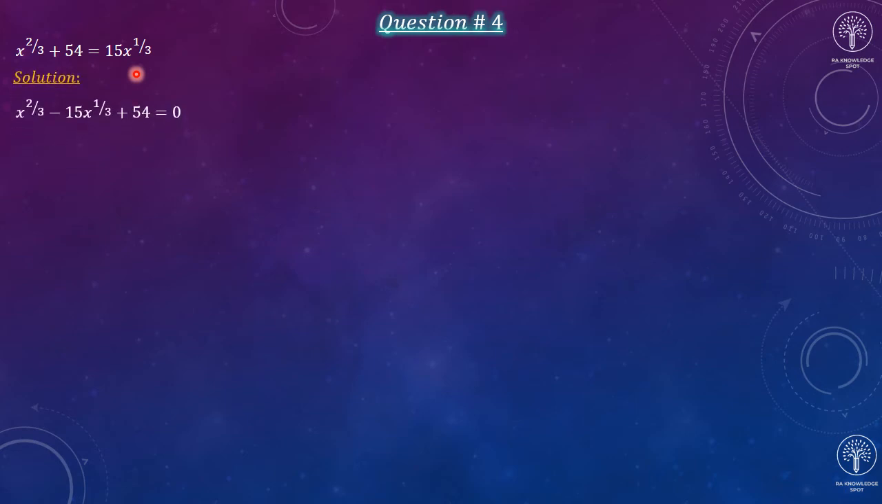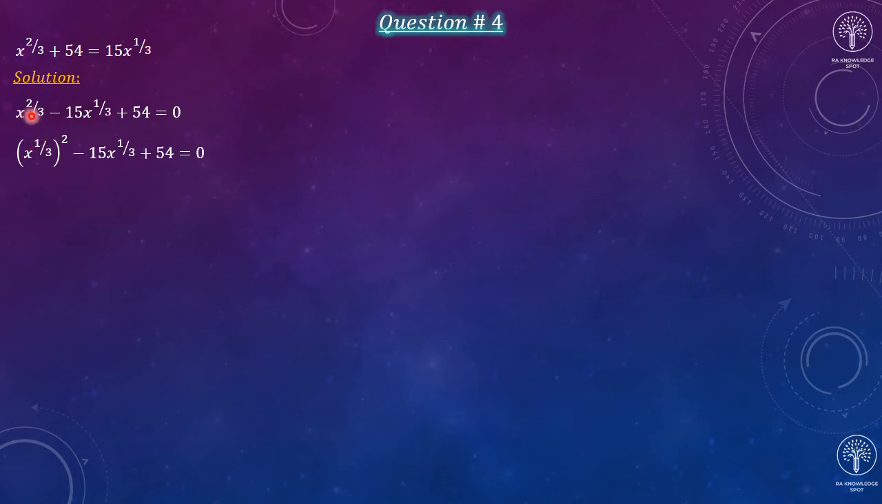Now first we have to arrange this question. This is a positive value, it will be negative here, and 54 will be as it is. Now students, we can apply a technique here. All the questions in this exercise are a bit different from each other.